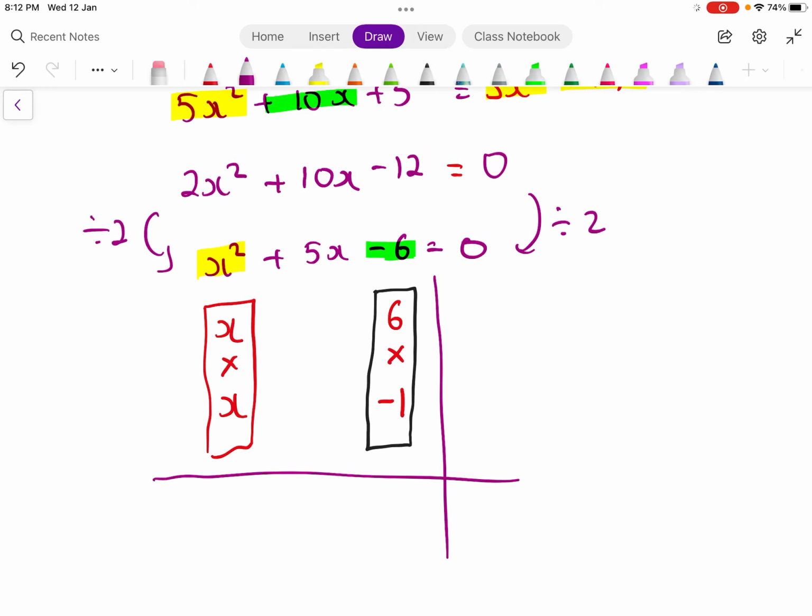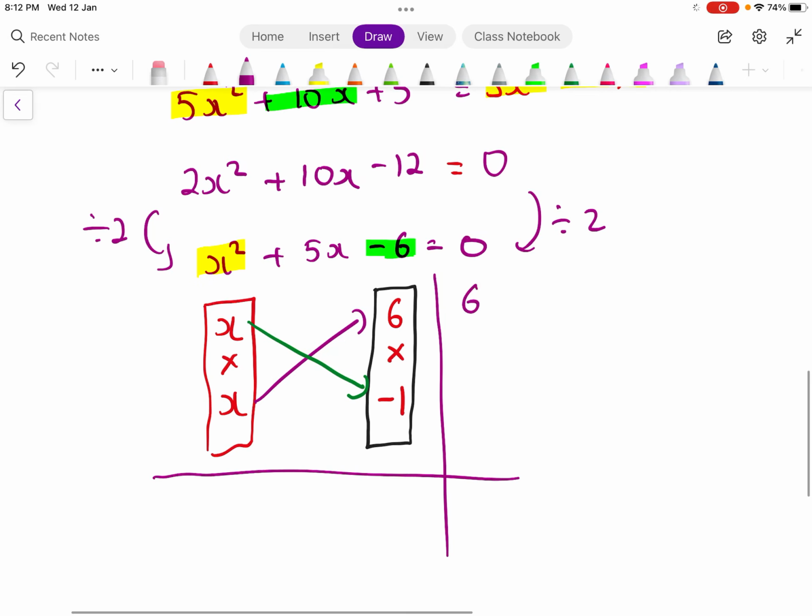How do I know whether I factorize correctly? Very simple. You do your crisscross. Look at the purple arrow. An arrow means the multiplication sign. So x multiplied by 6 is 6x, and of course there's an invisible plus sign here. Then x multiplied by the green arrow, x times negative 1, is negative 1x. After that you look at the third column right here.